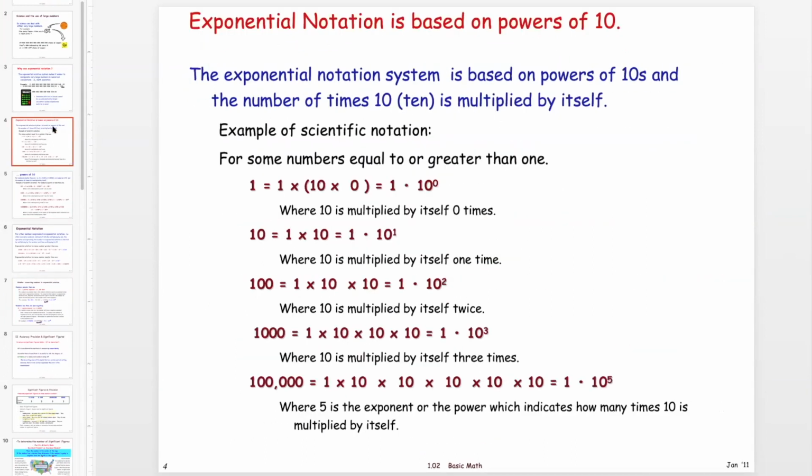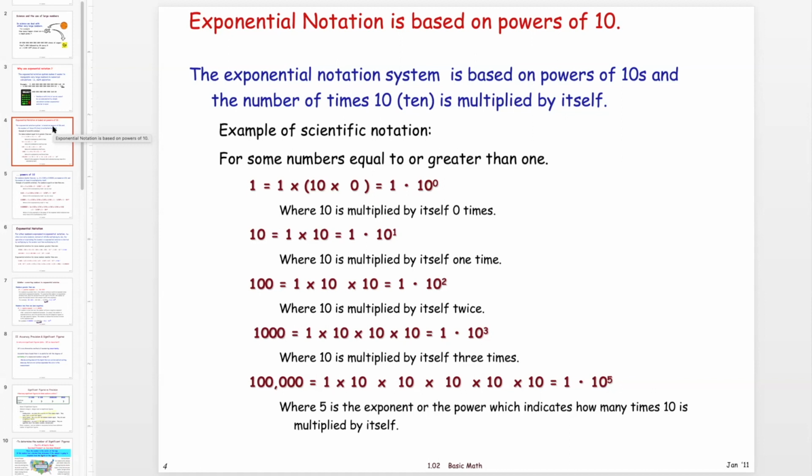first of all, exponential notation is just a way of writing a number in terms of powers of 10, okay? If you take 1 times 10 to the 0, anything times 10 to the 0 is just itself, because 10 to the 0 is just 1. 28 times 10 to the 0 is 28. 10 to the first is just 10. 10 to the second is just 100.